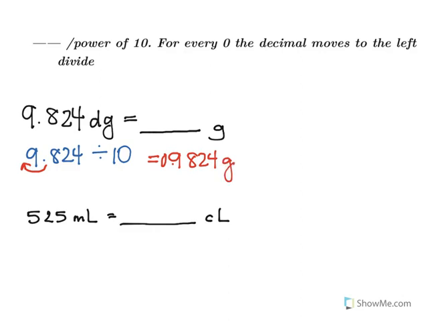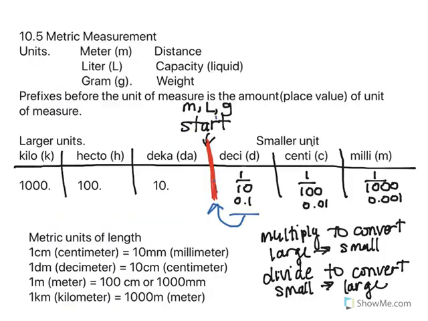Now, my next problem is I have 525 milliliters and I'm going to centiliters. So if I look at my chart, I'm going to erase this from our previous problem. Now, I'm going from milliliters to centi. So that's moving 1 place over, and I'm going to a larger unit. So I'm going to divide.